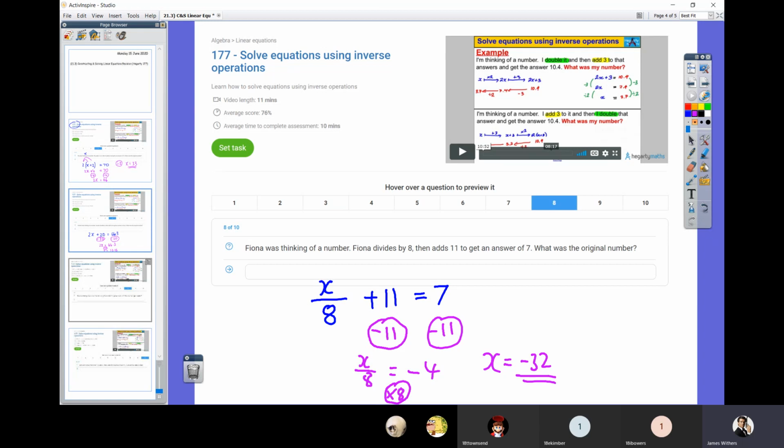So what we're saying is you take the minus 32 as the number that Fiona thought of, you divide it by 8, you then add 11, you do indeed get 7.